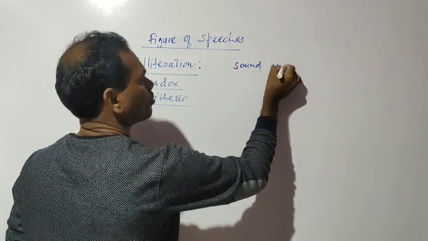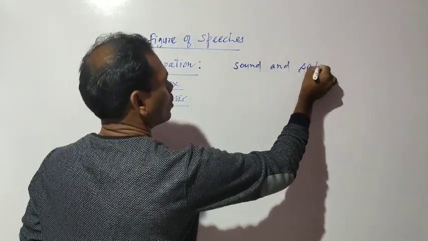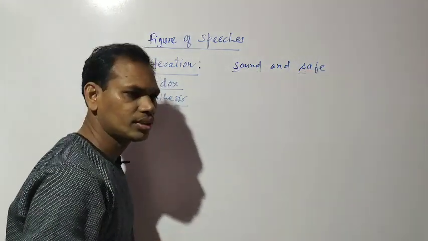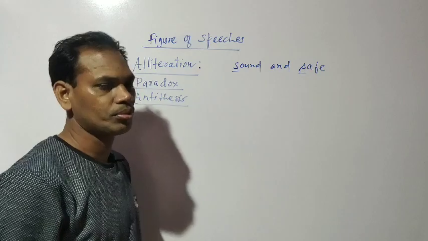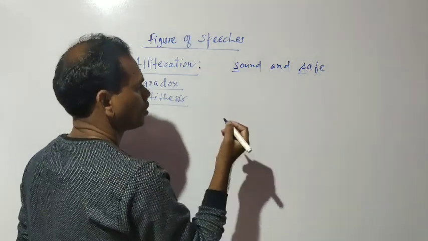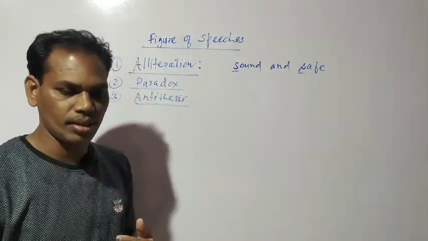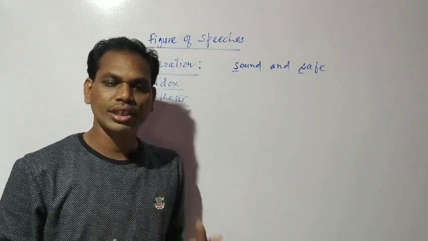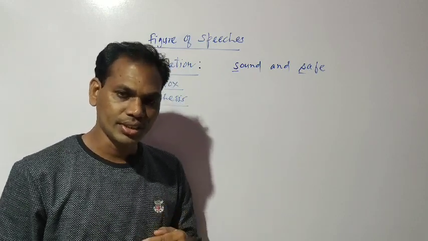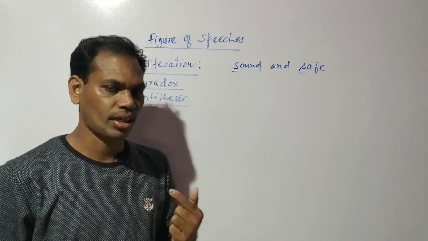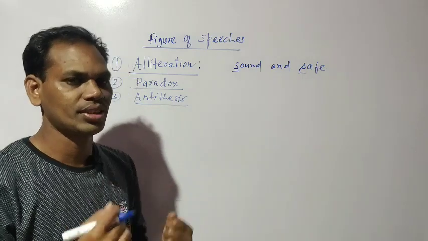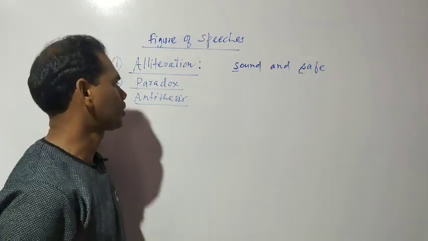sound and shape. Here, yes, yes is repeated to secure the emphasis in the poem. Or take another example, life is queer with its twist and turn. Life is queer with its twist and turn is the best example of alliteration, right?